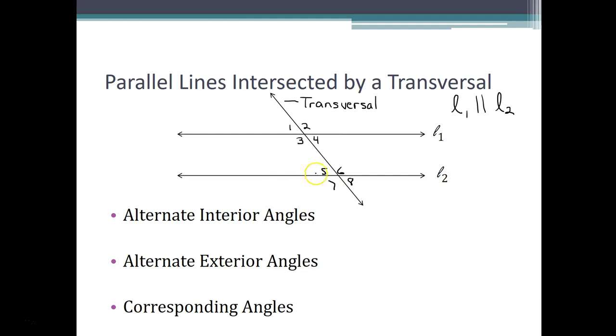Okay, and there are some relationships with these angles here. Since the transversal is intersecting each of those parallel lines at the same angle, the angles that are formed are related to each other. All right, alternate interior angles. On the inside of the parallel lines, angles on alternate or opposite sides of that transversal are alternate interior angles. You've got angle 3 and angle 6. You've also got angle 4 and angle 5.